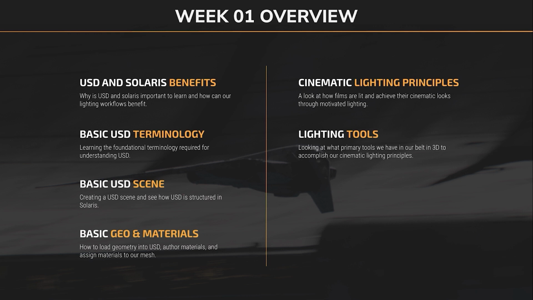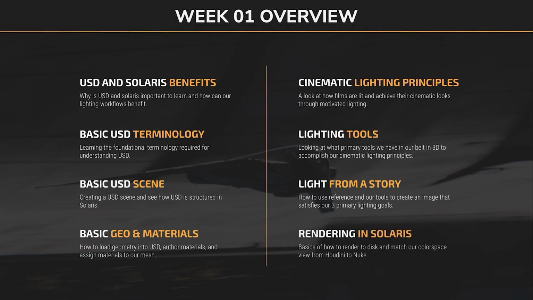And then we will go ahead and start to light based off of a story. We're going to look at using reference and our tools to create an image that satisfies our three primary lighting goals. And then finally, once that is all done, we are going to take a look at rendering our image very quickly, matching our color space in Nuke, and submitting our first assignment.